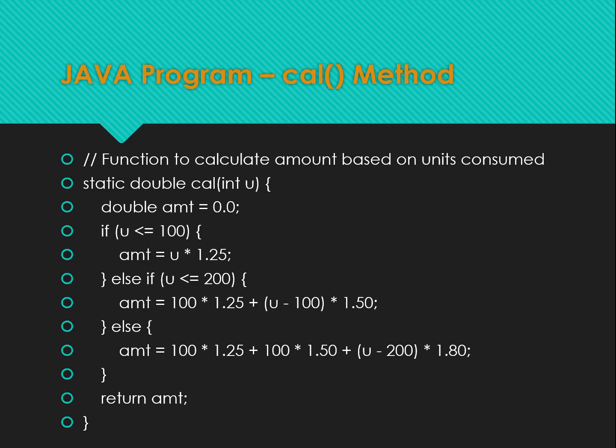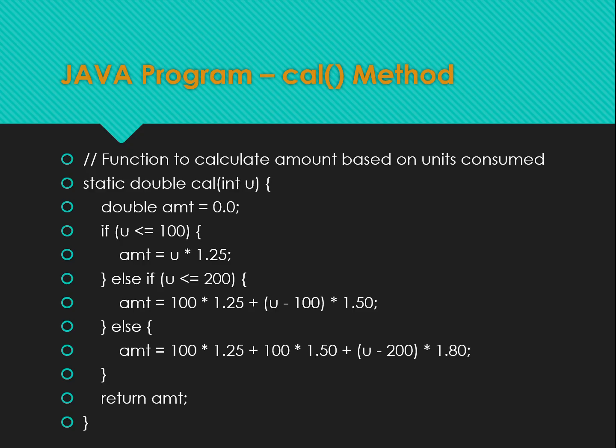In this slide, we focus on the cal method, which is the heart of the electricity bill calculation program. The method is defined as public static double calInto, where U stands for the units consumed. This method calculates the bill amount based on the number of units using a tiered tariff system. Here's how it works. First, we check if the units consumed are less than or equal to 100. If so, the consumer is charged 1 rupee and 25 paise per unit, and the method returns 1.25 times U.